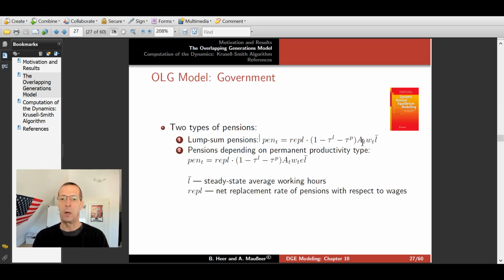So notice that in this case, of course, our pensions fluctuate over the business cycle in the same way the wage rate fluctuates, but it does not reflect the movement of the labor supply. So average labor supply, for example, is higher in the boom than during a recession. And we do this basically for computational convenience so that we do not have to introduce average labor supply as an aggregate state variable here in our model. In the second case, where pensions depend on the permanent productivity type to reflect the observation that college graduates earn higher pensions in old age than high school graduates, we also multiply individual pensions here by the permanent productivity e of the aged.